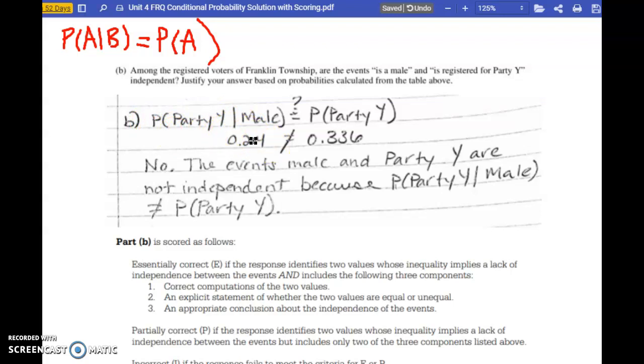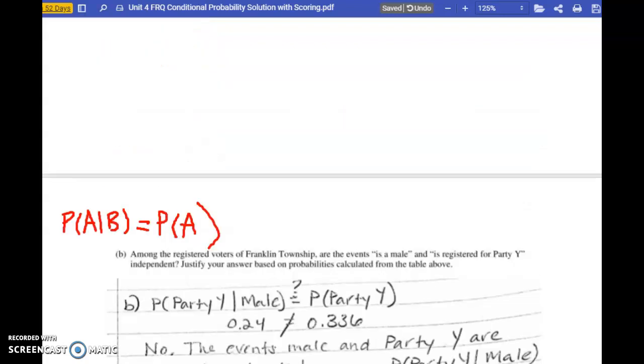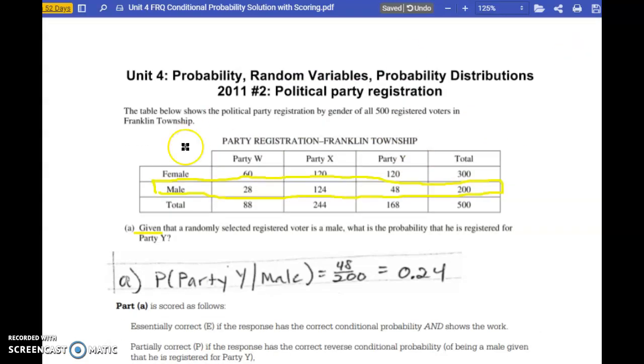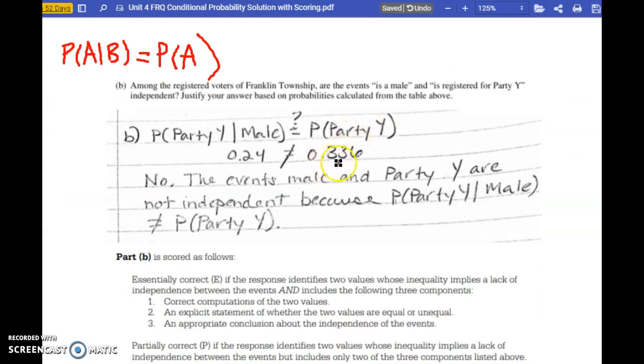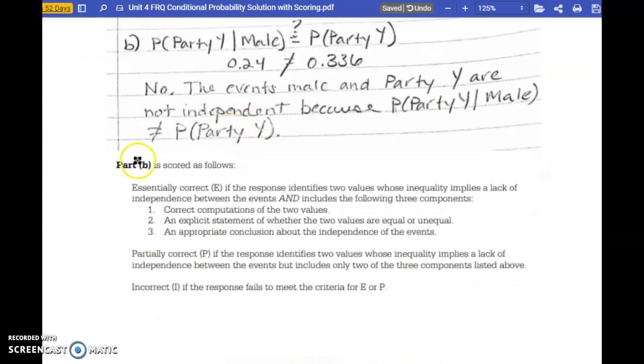So in this one, you really only had to find the probability that you were in party Y. So let me go back to show you where that 0.336 came from. So in the table, to be part of party Y, that's 168 over 500. That is where this 0.336 came from. Those are obviously not equal. So you could stop there and say that the events being male and party Y are not independent because those probabilities were not equal.